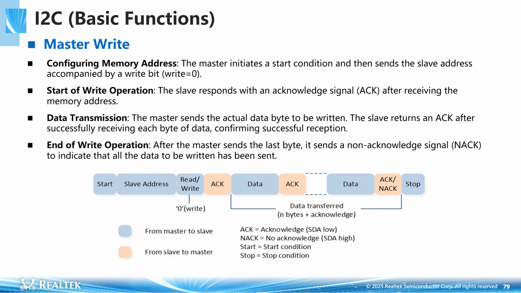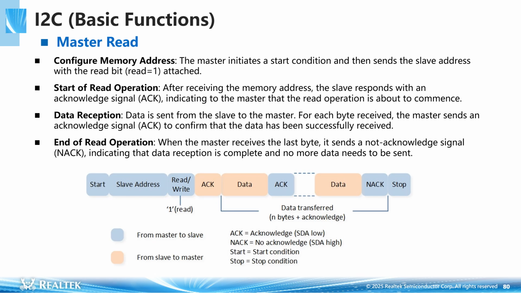The second mode is master read. The master initiates a start condition and then sends the slave address with the read bit attached. The slave device responds with an ACK signal after receiving the memory address. Then, the slave sends data to the master, and the master sends an ACK signal in response. When the master receives the last byte, it sends an ACK signal, indicating that data reception is complete and no more data needs to be sent.